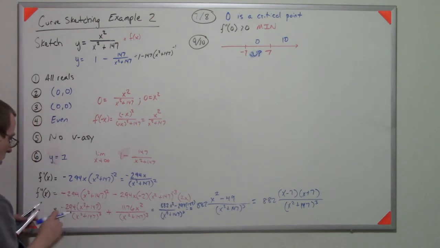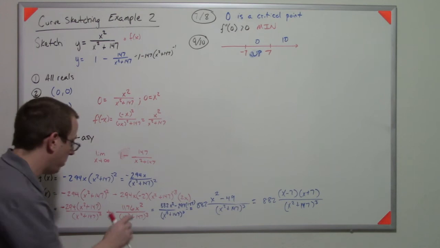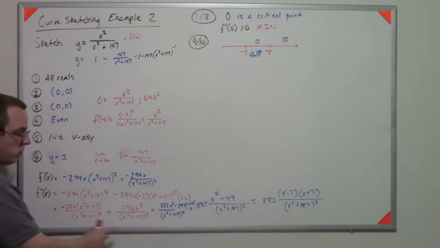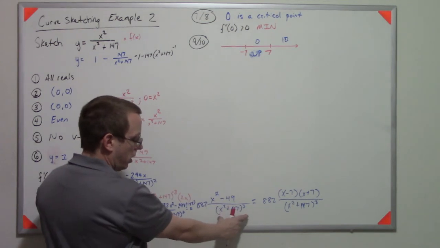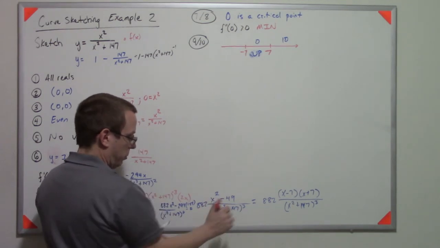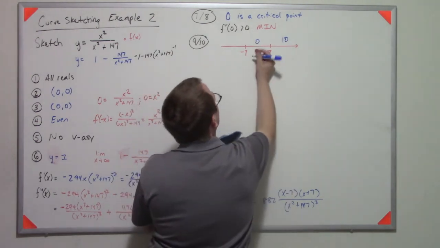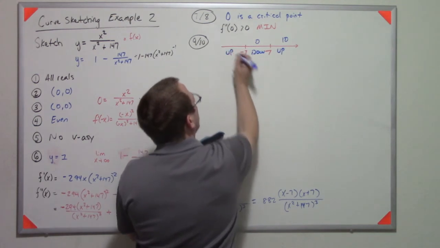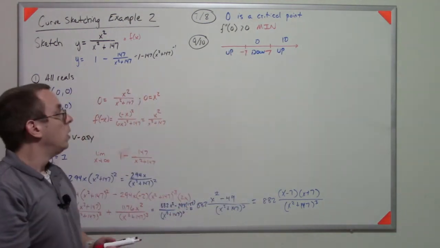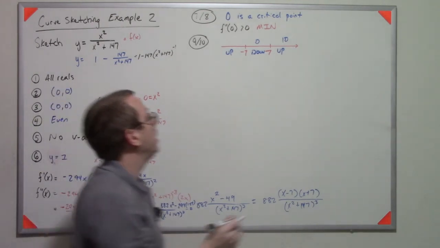Wait, what did I do wrong? Oh, this was negative. See, I'm not keeping up. So this was actually concave down. Like if I plugged in 0 here, that was negative. If I plug in a 10, it's positive. So that tells me down, up, up. So now I have my points of inflection, and I need to evaluate.